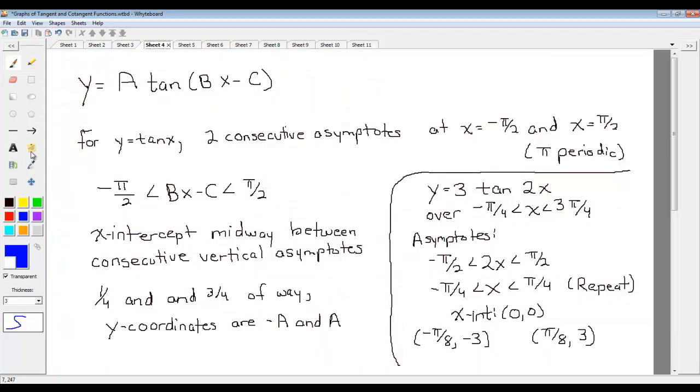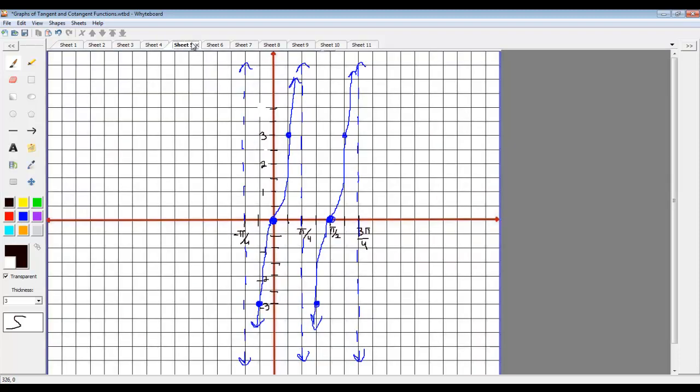So there's your graph. Notice that it was vertically stretched by a factor of 3, as you can see in the A part, right here. So that part vertically stretched by a factor of 3. And then this part caused a horizontal shrink, horizontal squish, when you look at the graph. Okay, let's do one more.